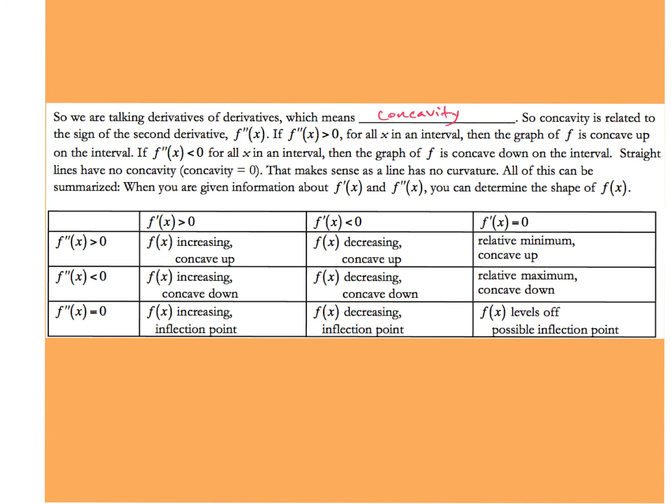All right. Now, this is just a cool little chart. If f prime is greater than 0, that's talking about the first derivative. That means f is increasing. f double prime is greater than 0. That means it's concave up. So all of those things can happen at different times.